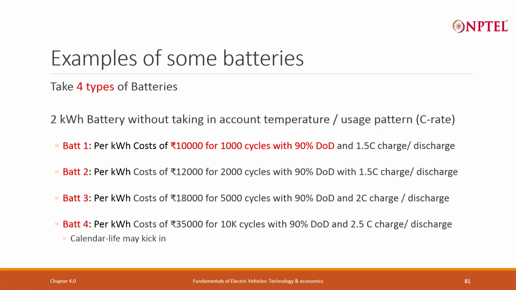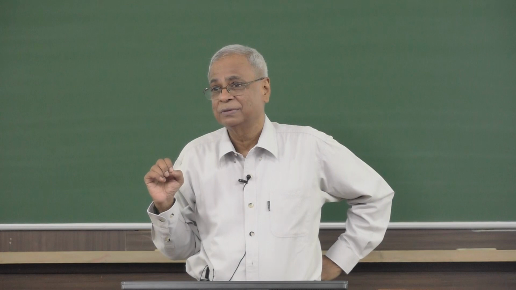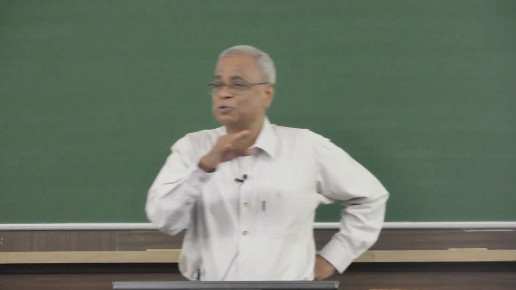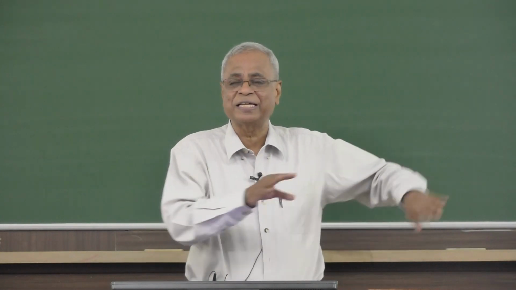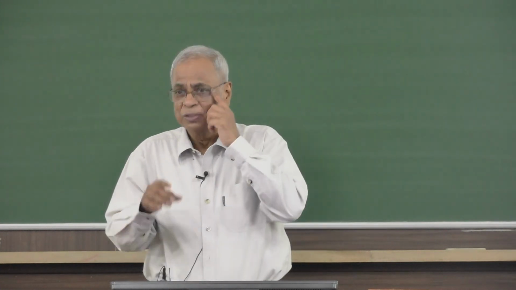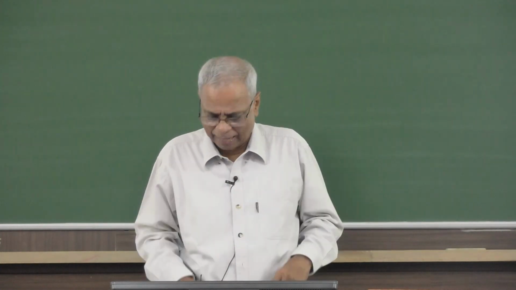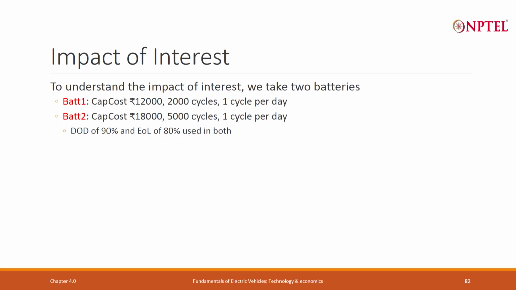If I take this, remember that 10,000 cycles means the battery can last for 10 years, 15 years, 20 years depending on the number of cycles that I use per day. So then calendar life also may kick in, not just the deterioration due to charge-discharge cycles, and I have not taken calendar life in my computation. I have to add that at some point of time, but one can add that. So far we have ignored calendar life.